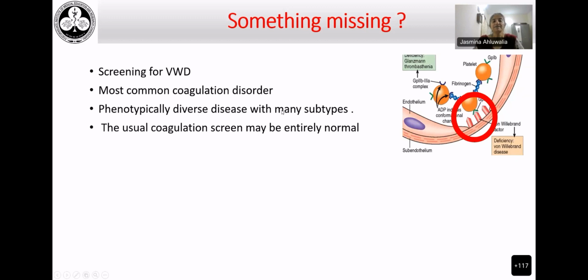It's a phenotypically very diverse disease with many subtypes, type 1, type 2, type 3, and their further subtypes. And the most challenging part of the von Willebrand disease diagnosis is that the usual coagulation screen may be entirely normal. So if the clinician doesn't suspect von Willebrand disease, and if your lab is not thinking about it, we may miss this diagnosis completely.